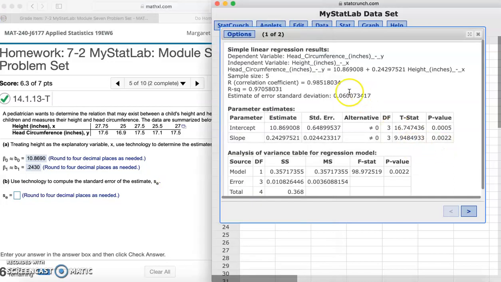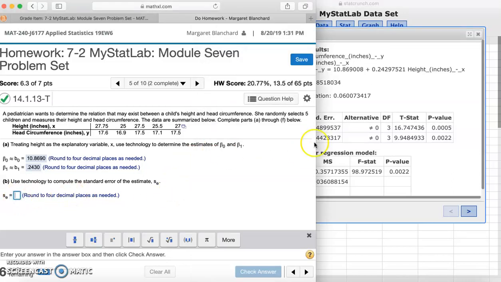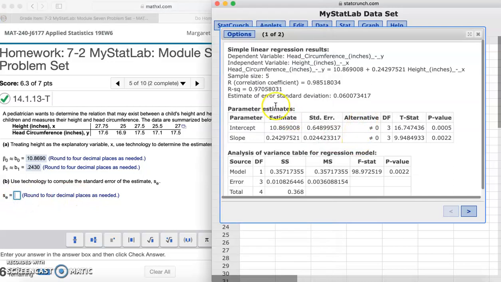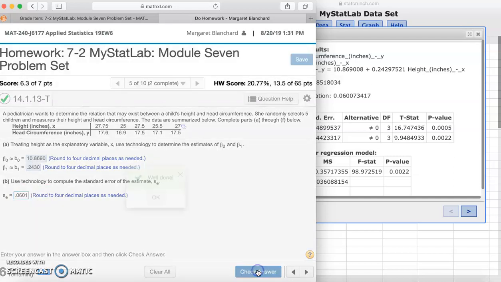Well, wouldn't you know, we already have it right here. And if you saw from the lesson this week, I took one of these screenshots and broke down where you can find all these results without having to rerun them or figure it out. So our standard error of the estimate is right here. Estimate of standard error. Isn't that nice? So we're going to round to 4 decimal places. That's 0.0601 once we round up. Check answer.